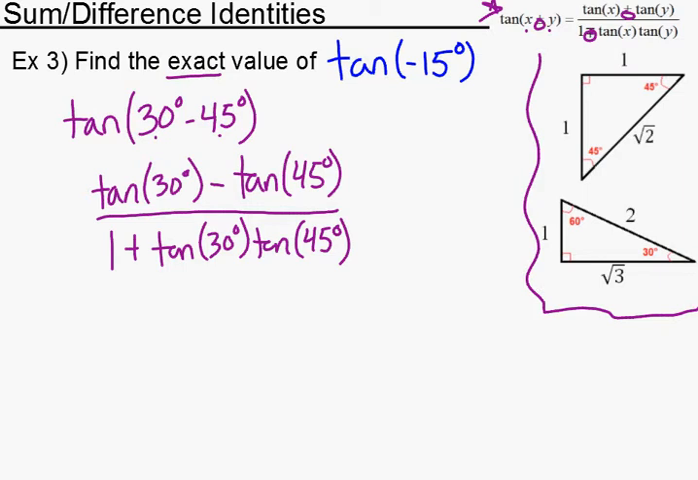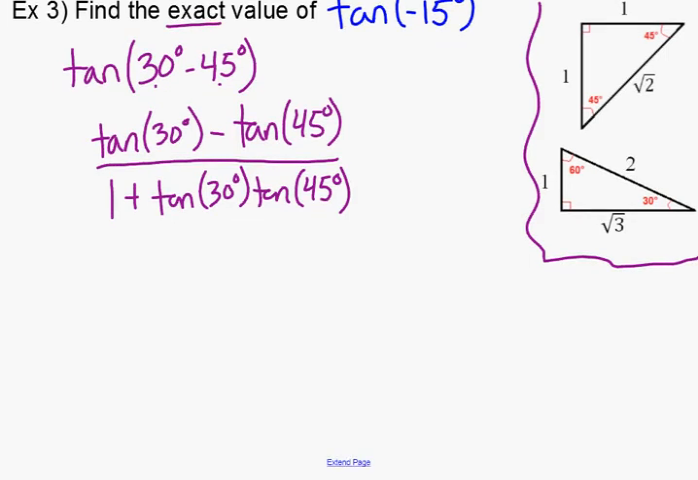I can find the tangent of 45 and the tangent of 30 just based on my special triangles. So if I go through and start filling these place values in, again based on the special triangles, I have tangent of 30. Tangent of 30 is opposite over adjacent and rationalize. So I get root 3 over 3 minus tangent of 45, which is 1 over 1. And this is all over 1 plus tangent 30, which I just found is root 3 over 3, times 1, which is 1. That really does nothing for me.